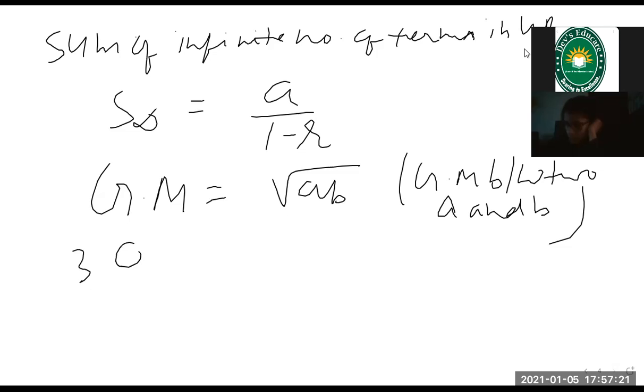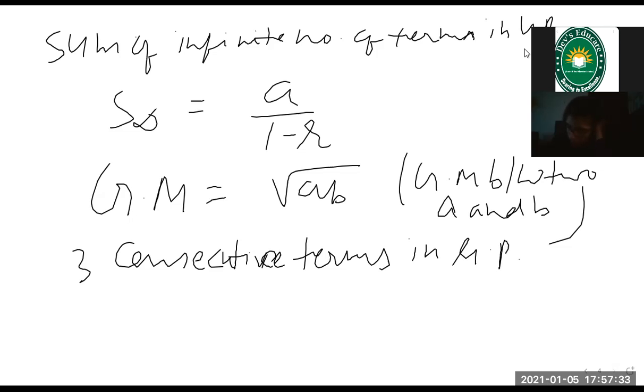Three consecutive terms in GP: A upon R, A, AR.